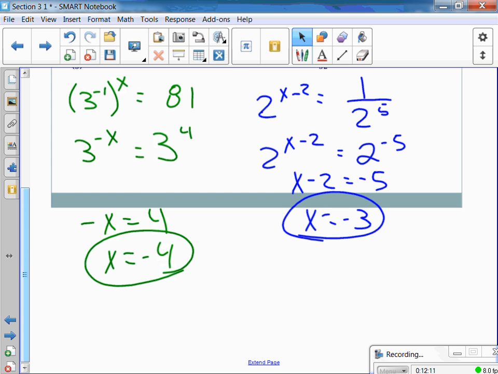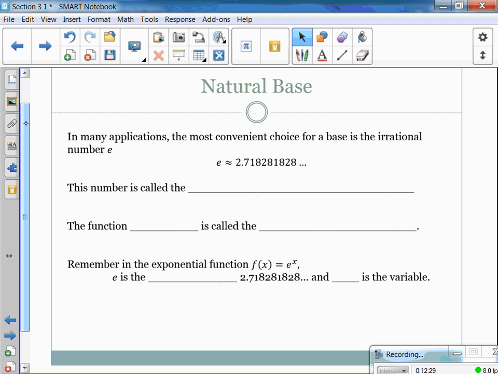Questions on it? So I think most of it is review. There's a certain base that's used in nature quite a bit, instead of just using 2 or 7 or 1/2. A wonderful e, right? 2.718 and so forth. That irrational number.